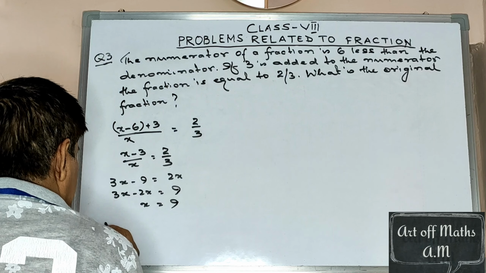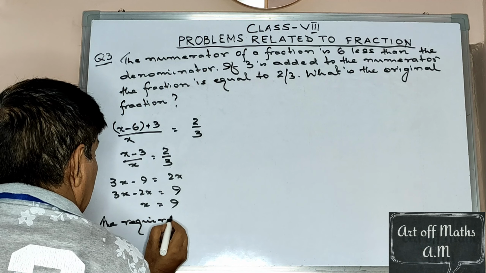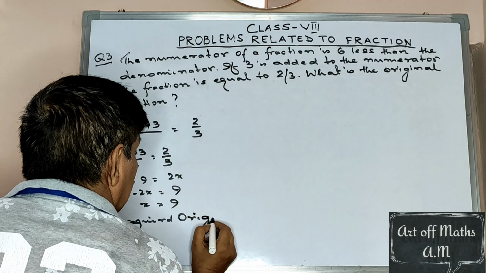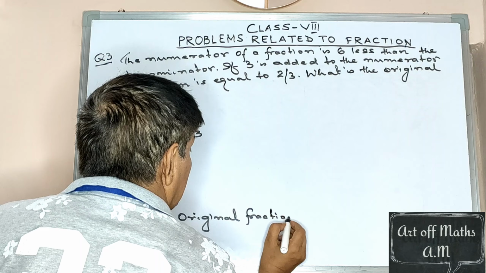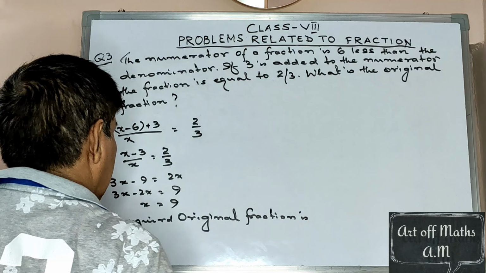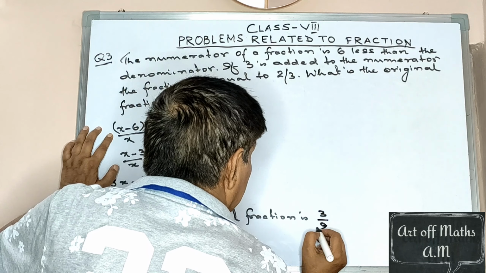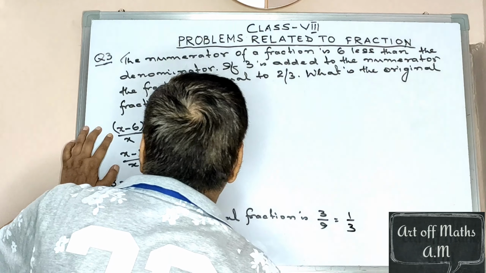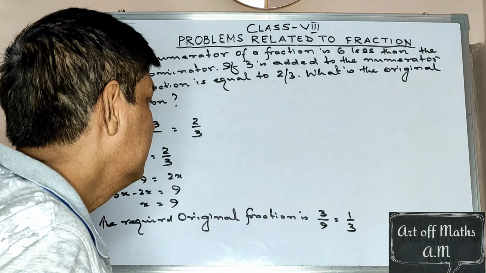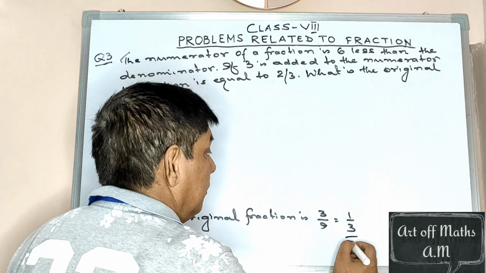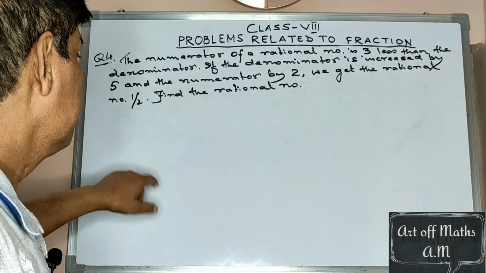What is the original fraction? The required original fraction is 9 minus 6, that means 3 divided by 9, equal to 1 by 3. This is the original answer, the original fraction. This is the fourth question.